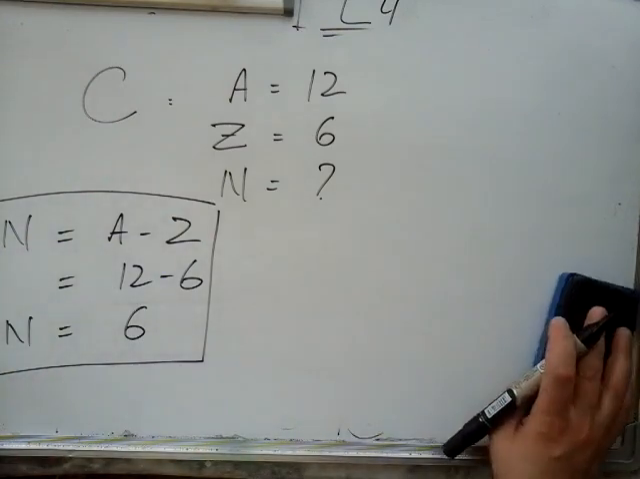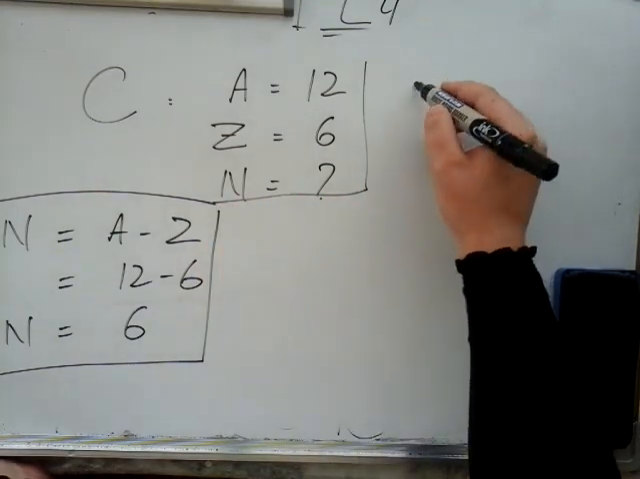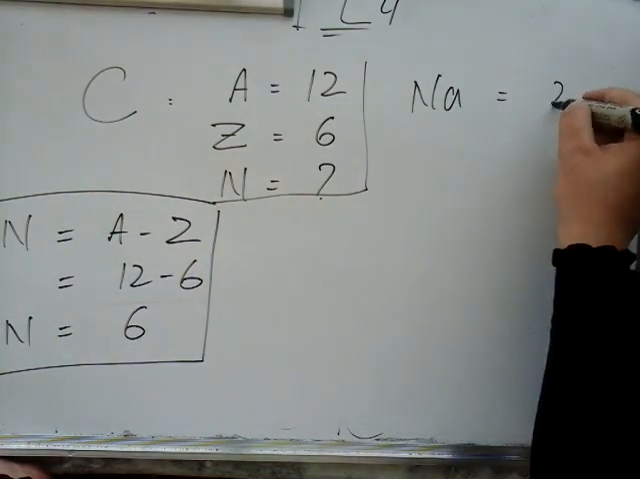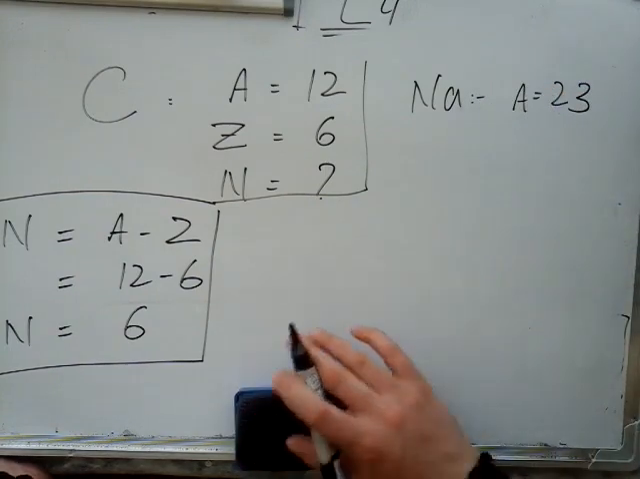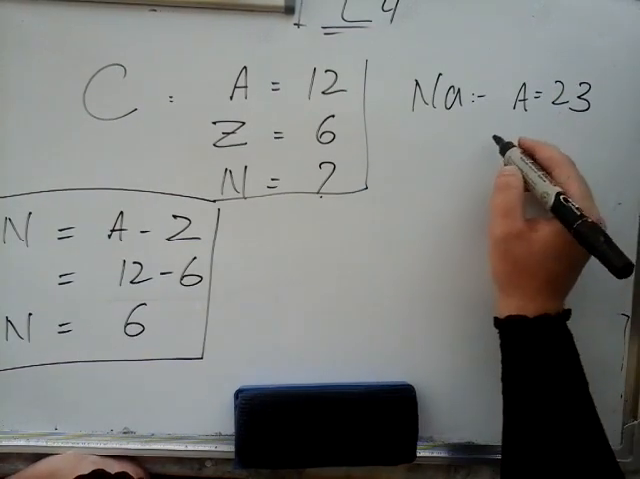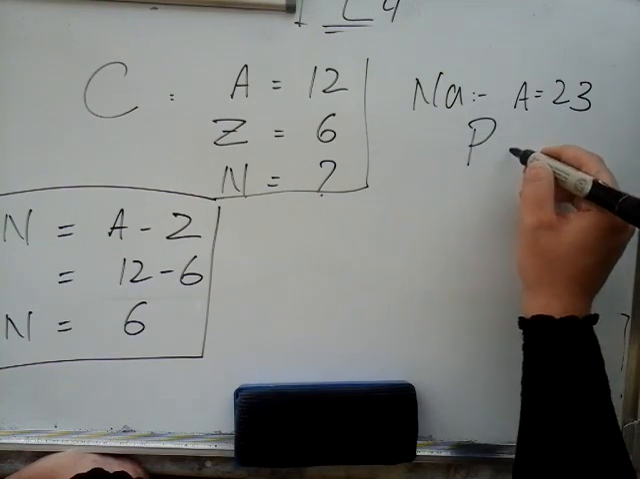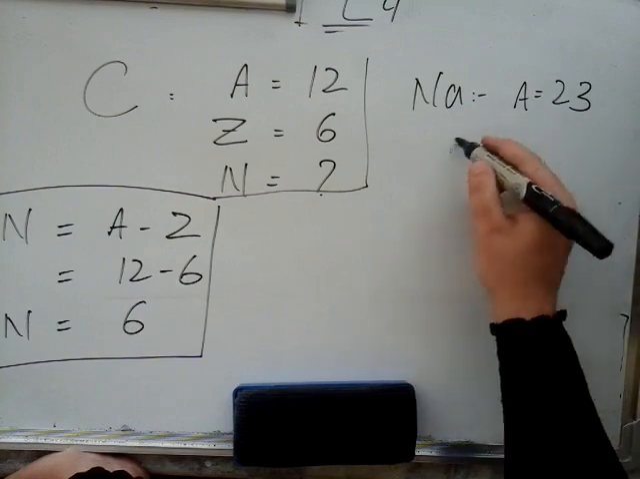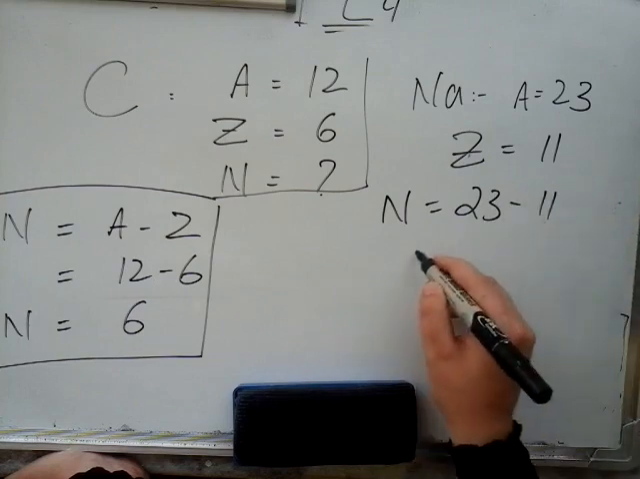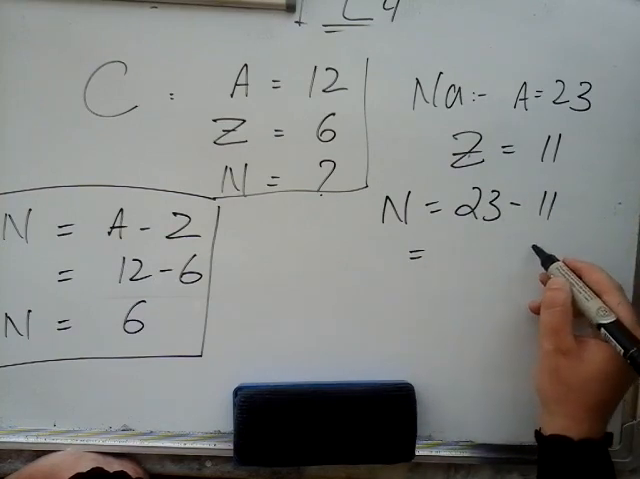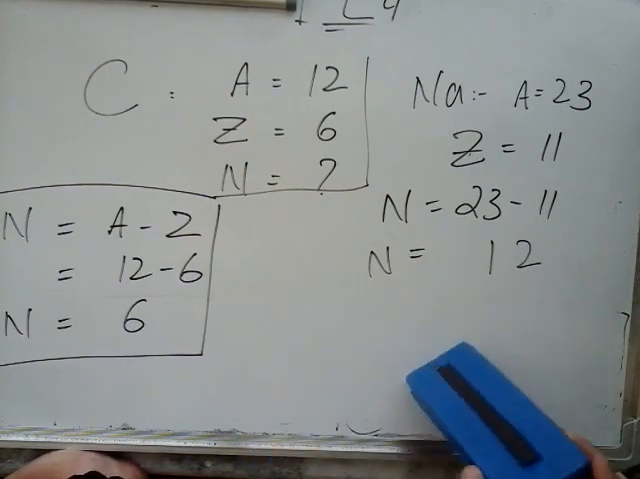Okay, so let's do another example. For example, sodium. Sodium mass number is 23, and atomic number is 11. So neutron number would be 23 minus 11. It comes out to be 12. So there are 12 neutrons in sodium. Is that clear?